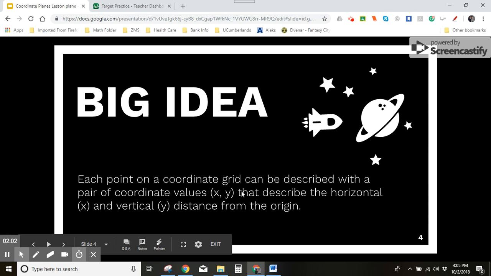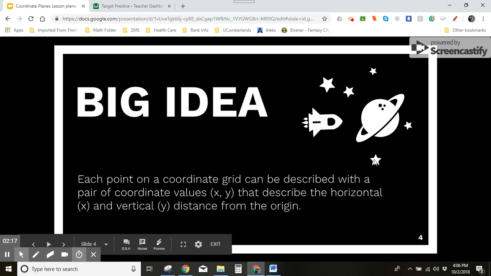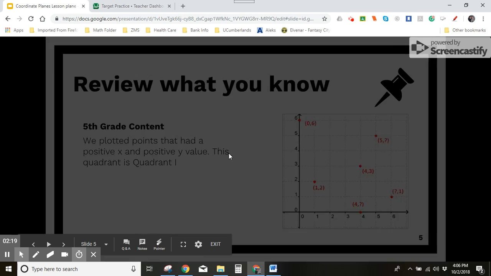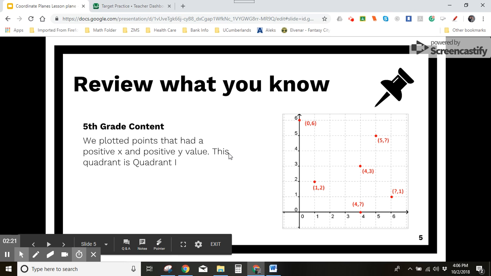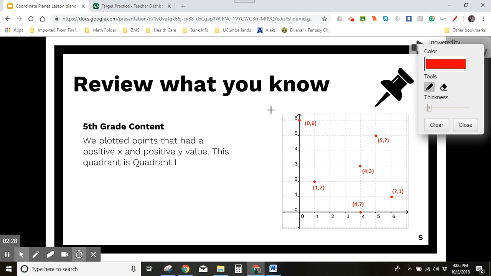So today's big idea is each point on a coordinate grid can be described with a pair of coordinate values, x and y, that describe the horizontal, the x value, and the vertical, the y value, distance from the origin. So let's first review what you knew in previous years. In 5th grade, you mainly plotted points in quadrant 1.